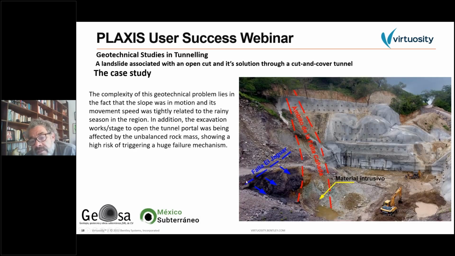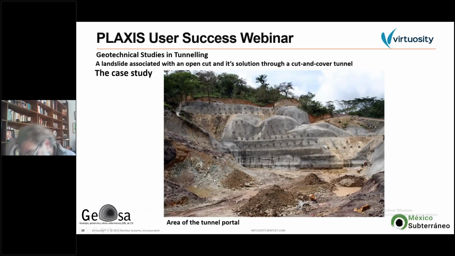And this is another view, and this is what we call the Falla Cañada, the Cañada fault. And here's a place where we could observe this other fault, the main fault, Jaguar. Also, we had these intrusive materials that were playing an important role in the stability of the problem.